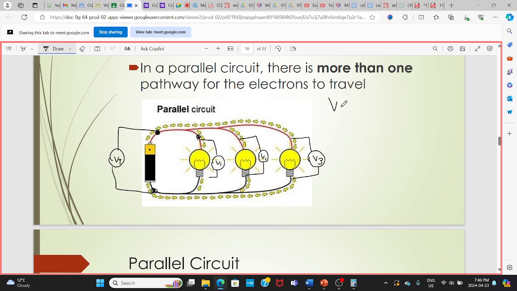So if this is V total, can anyone tell me what's the relationship between V total and V of each, V1? How are they related? They're equal. Very good. Can you tell me why?